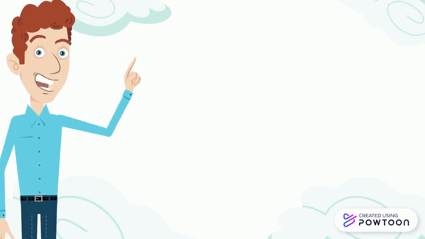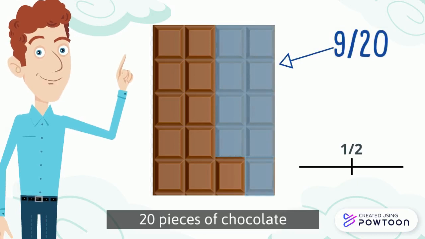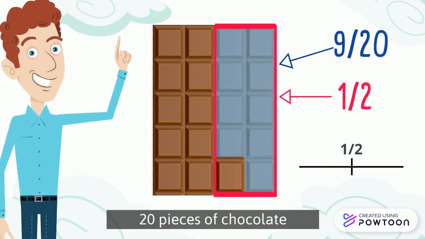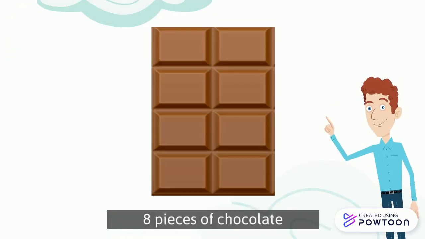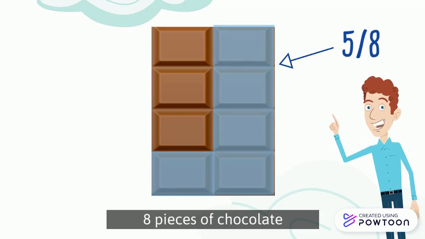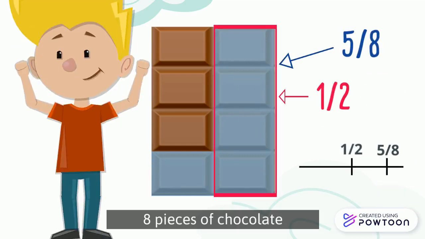Let's compare our fractions to the benchmark of 1/2. If you get 9/20 of a chocolate bar, you would get less than half the chocolate bar because half of 20 is 10. That's right. But you only get 9/20, not 10. But if you got 5/8 of the chocolate bar, you would get more than half because half of 8 parts is 4 parts, and I get 5. I changed my answer. Good idea, Timmy.